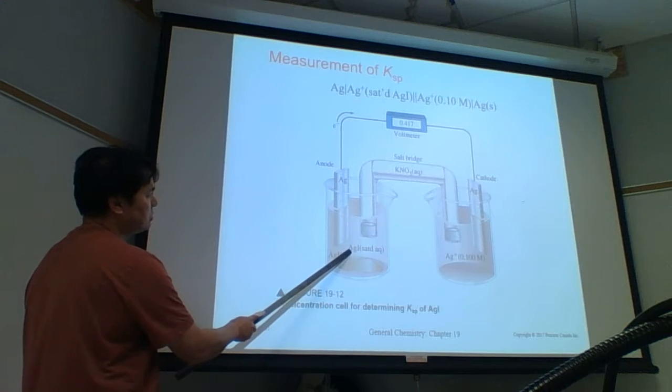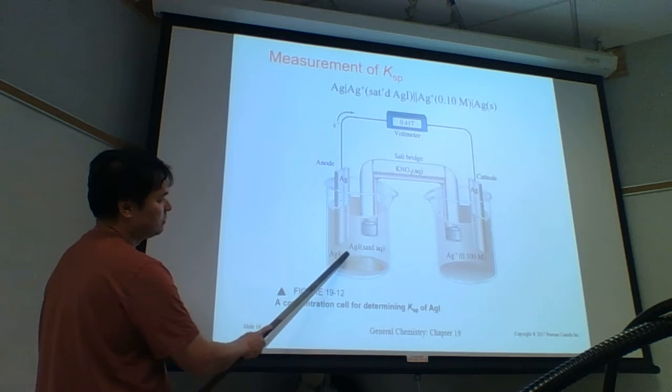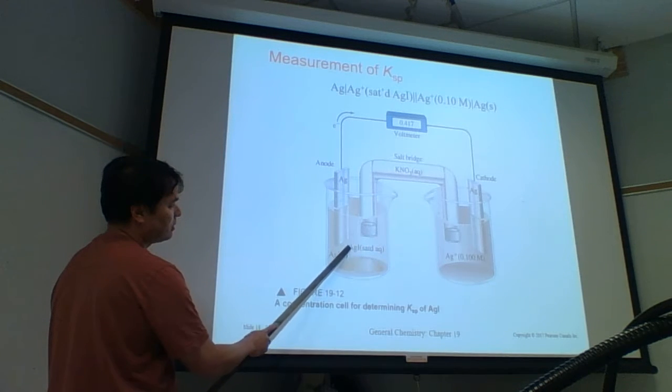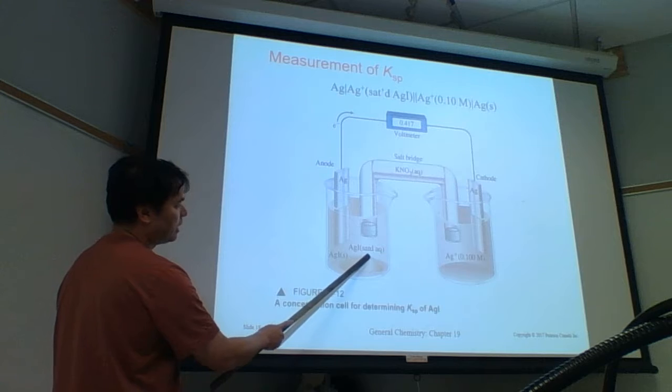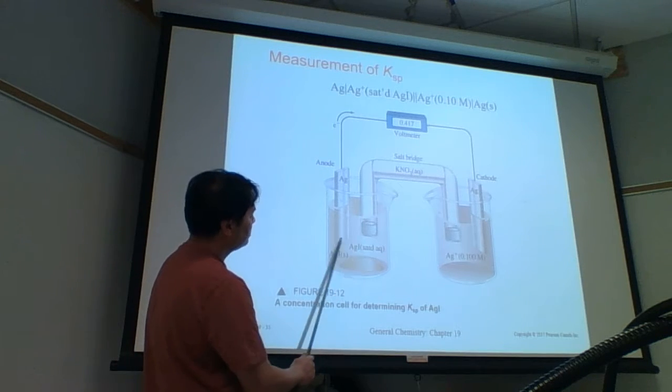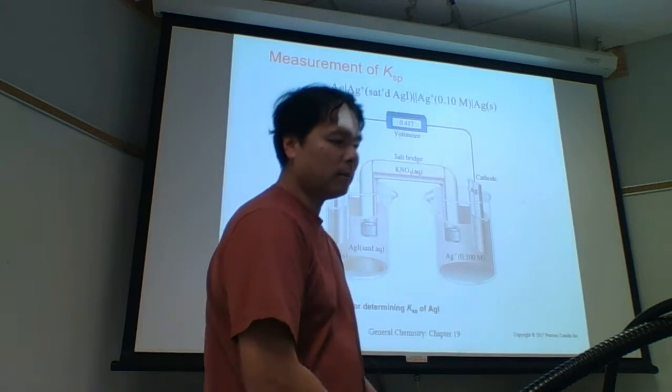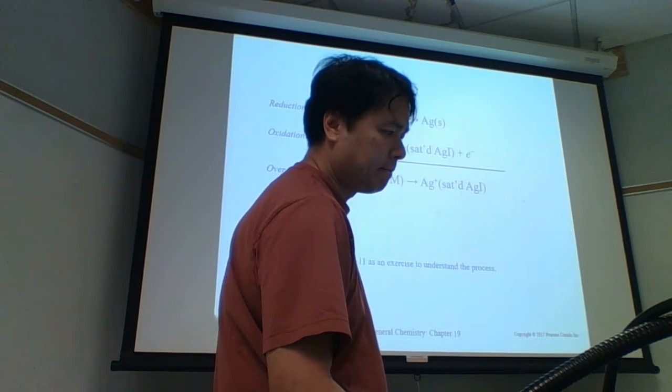Once we get the concentration of the silver ion, then all the silver ion came from silver iodide, and all the iodide ion came from silver iodide. And so we could figure out the concentration of free silver and free iodide in this beaker, multiply those together, and we get KSP for silver iodide. So that's a homework problem you can try out.